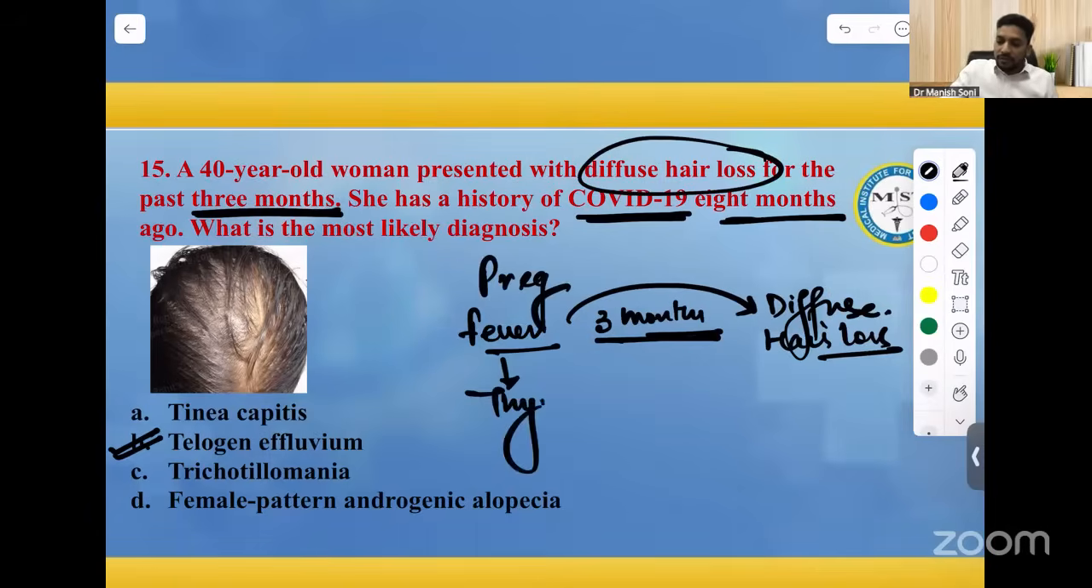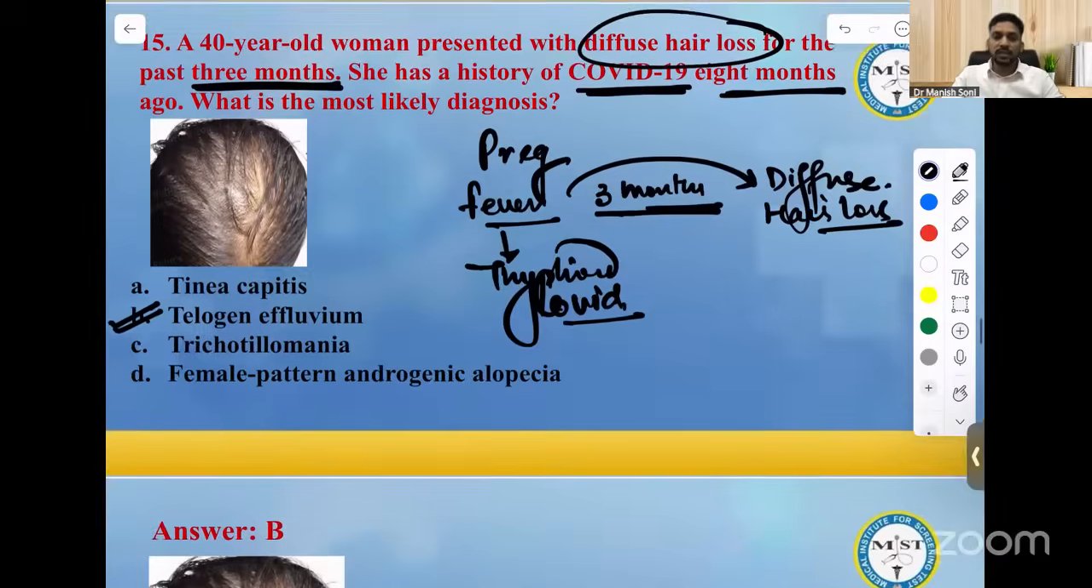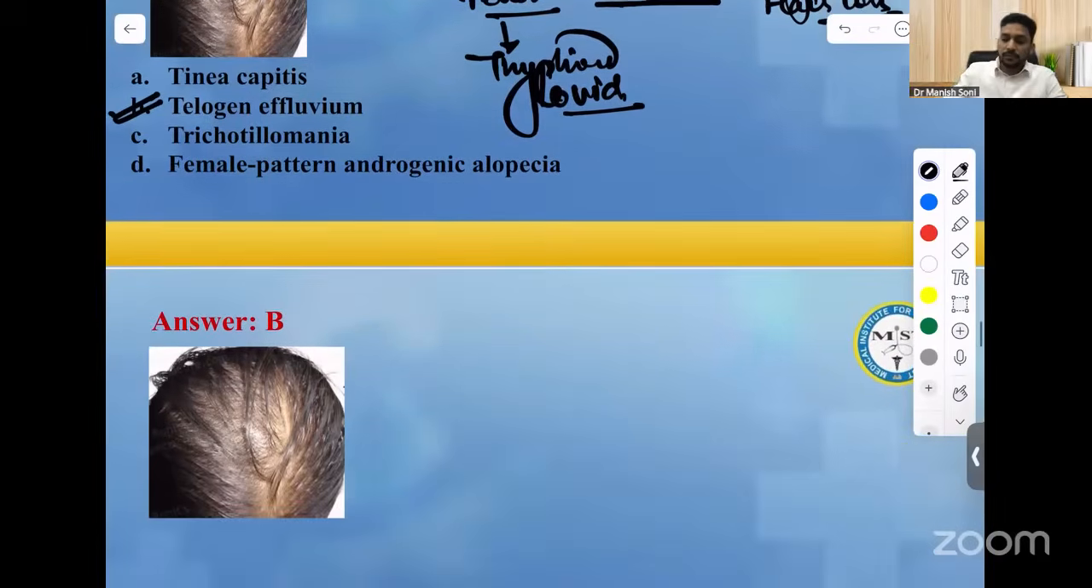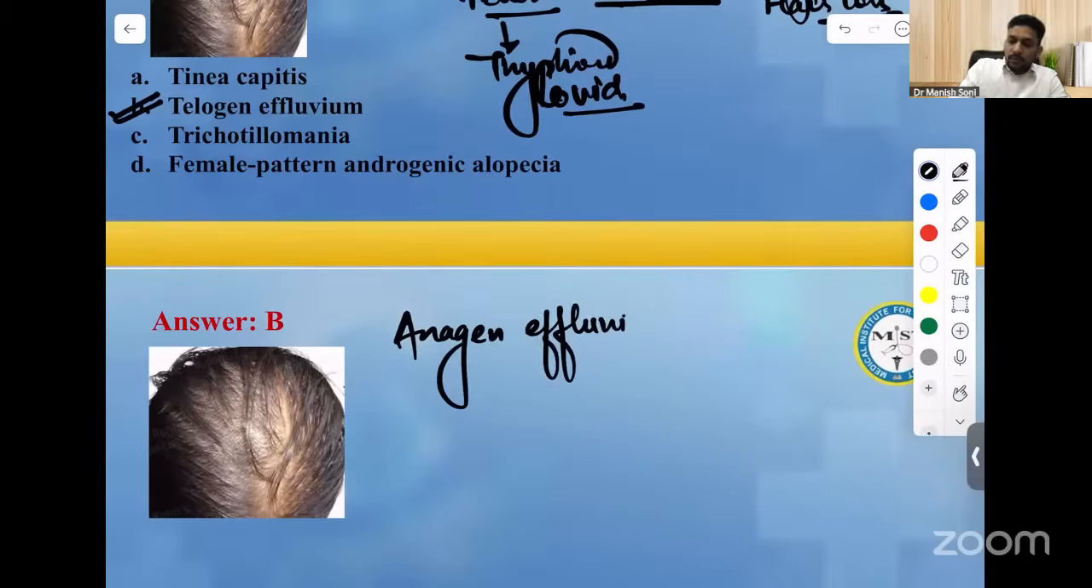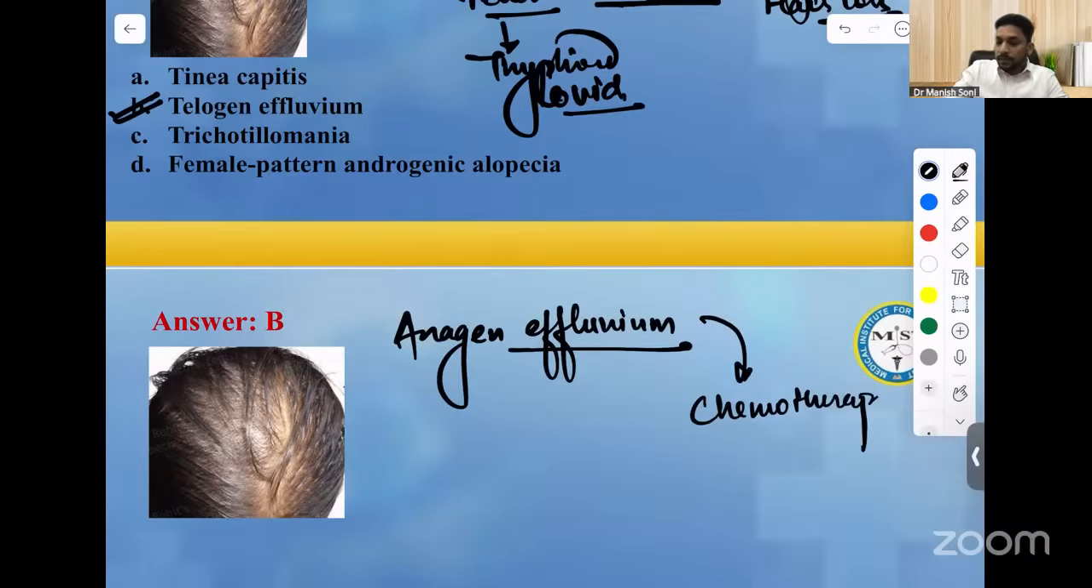It could be typhoid fever or it could be COVID fever. So after fever or pregnancy or any chronic condition, when a patient develops diffuse hair loss, that is telogen effluvium. What is anagen effluvium? Anagen effluvium is complete hair loss seen after chemotherapy. You must have seen patients who have undergone chemotherapy, they go bald. That is known as anagen effluvium.